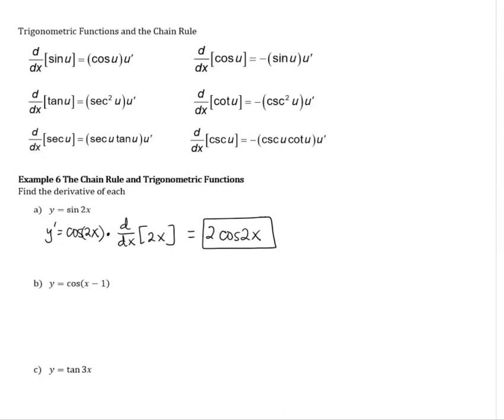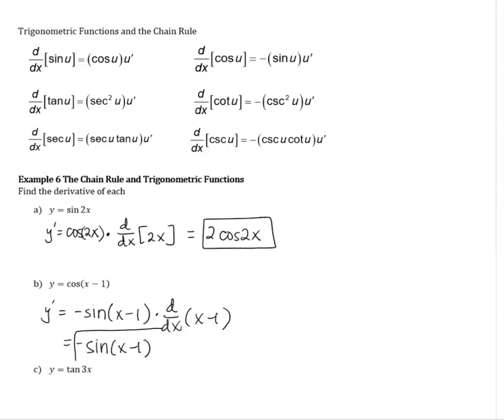In example 6b, it's not just x on the inside of this cosine, it's an x minus 1. But it is cosine, so we still take the derivative the same way we take the derivative of cosine. So we get a negative sign for the derivative of cosine. The inside should stay the same, so we still have x minus 1 on the inside. Chain rule tells us we need to multiply by the derivative of that x minus 1. Well, the derivative of x minus 1 is just 1, and so that won't change anything. This will just be negative sine of x minus 1.